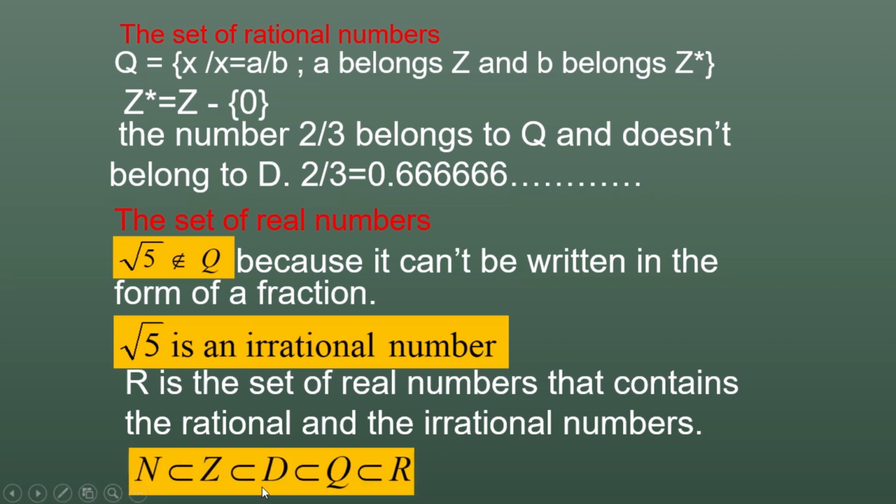N is a subset of Z, which is a subset of D, which is a subset of Q, which is a subset of R. Every natural integer is a relative integer, every relative integer is a decimal number, every decimal number is a rational number, and every rational number is a real number.